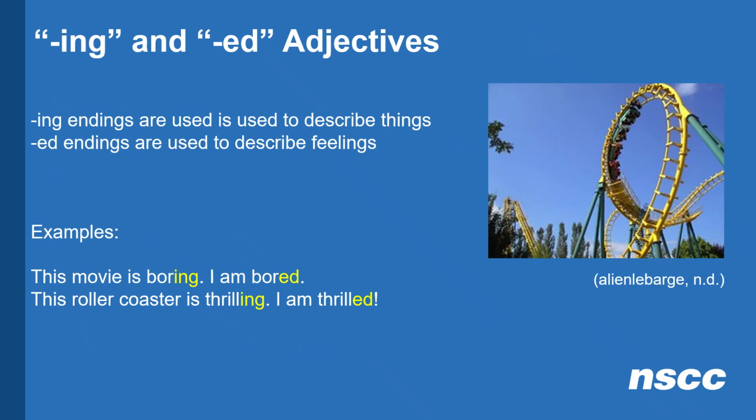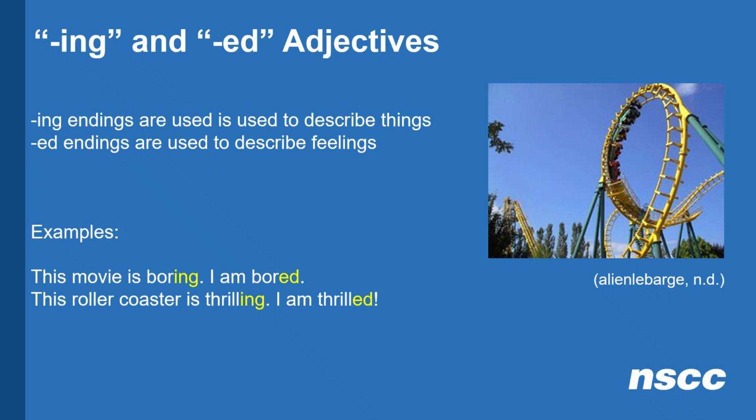Now let's look at using ing and ed endings for adjectives, which is another common grammar error. Often adjectives can have two forms. They can end with an ing or ed, depending on how you use them. These two endings must be used differently when they act as adjectives. Ing endings are used to describe things, and ed endings are used to describe feelings.